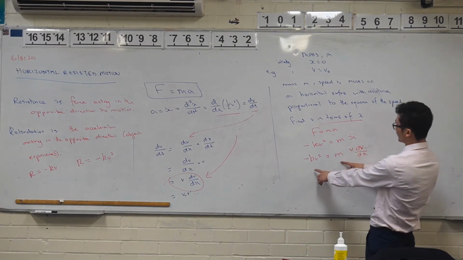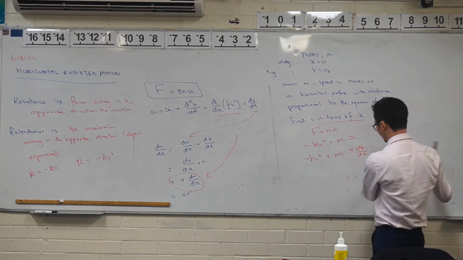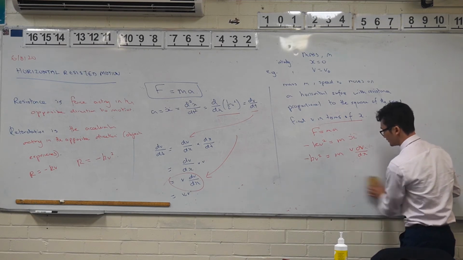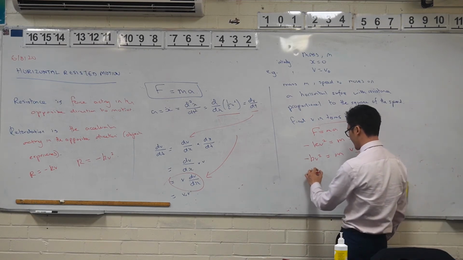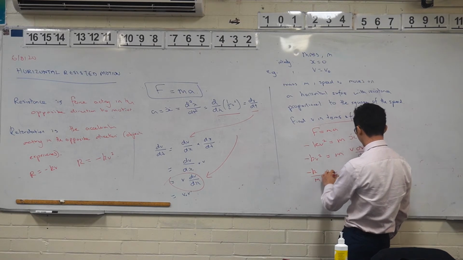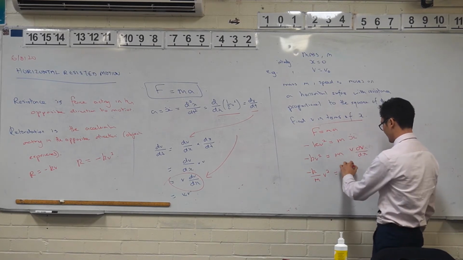Remember, m is just a constant, right? So it's not really doing anything over here, so we could just move it over. So minus k on m v squared, v dv/dx.